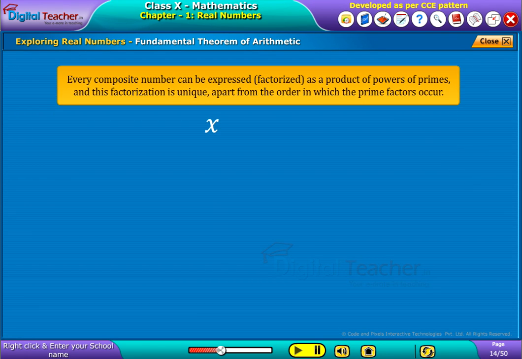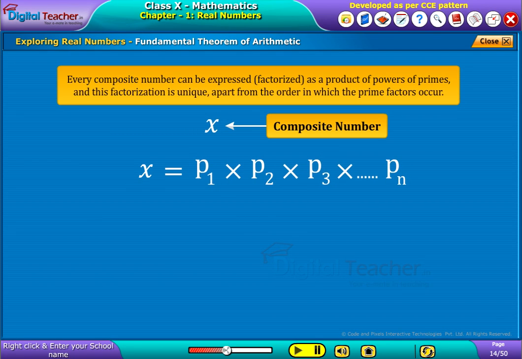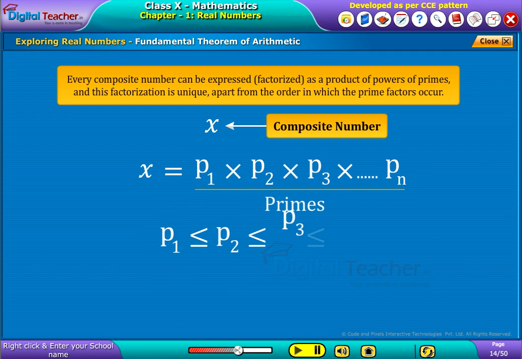Let x be the composite number. Let us factorize it as shown, where x is equal to p1, p2, ..., pn, which are the primes. If we use the same primes, we get all the powers of primes. When the primes are arranged in ascending order, we get p1 less than or equal to p2 less than or equal to, and so on up to less than or equal to pn. Then the factorization is unique.